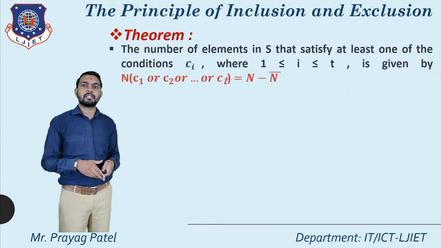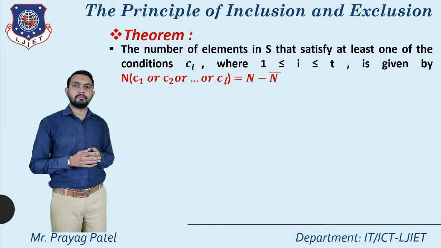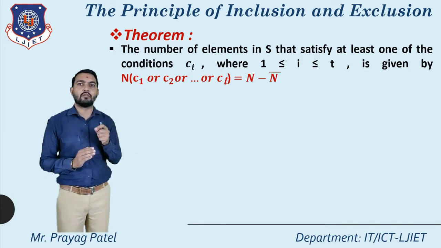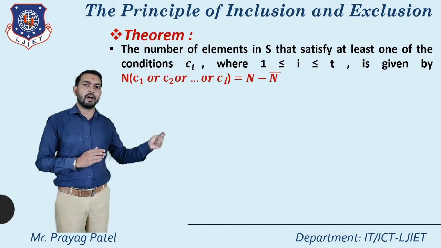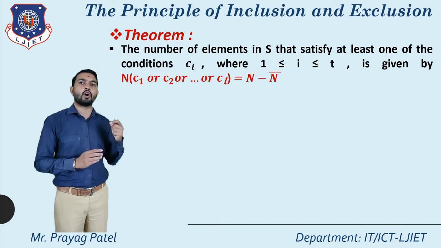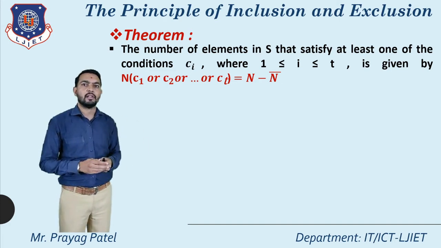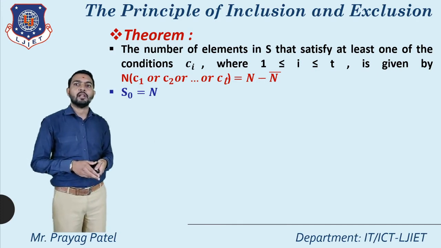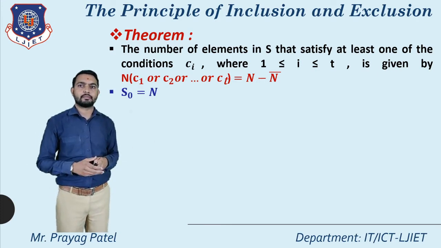Now understand this using another theorem. The number of elements in S that satisfy at least one of the conditions Ci, where 1 ≤ i ≤ t, is given by N(C1 or C2 or C3 up to Ct) equal to n minus n bar. So here the OR operation is there.